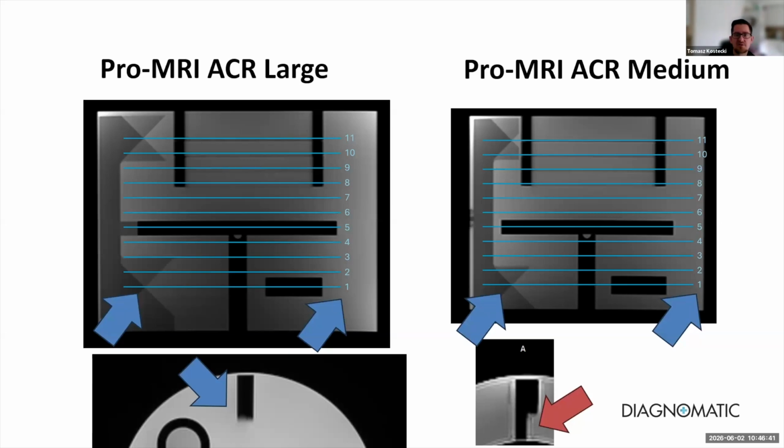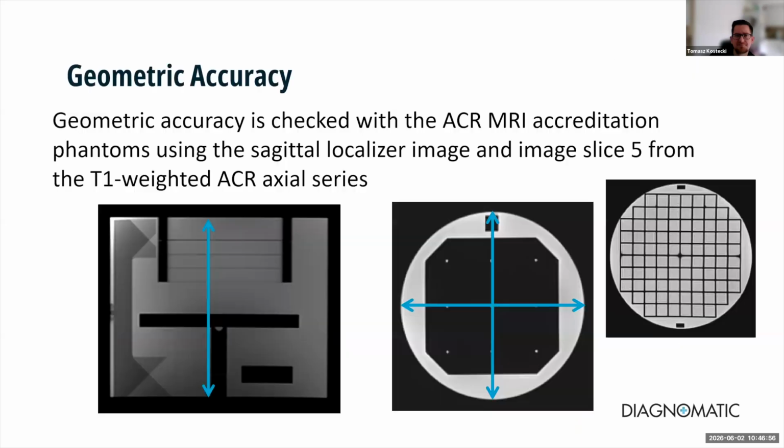A simple way to check correct positioning is to look at the first slice, the resolution slice. The two wedge structures should appear at the same height. If they are not equal, the slice position or phantom alignment might need correction.